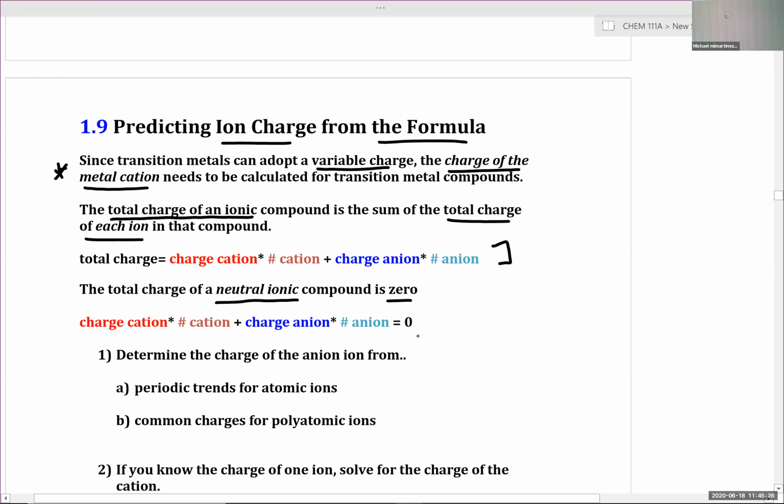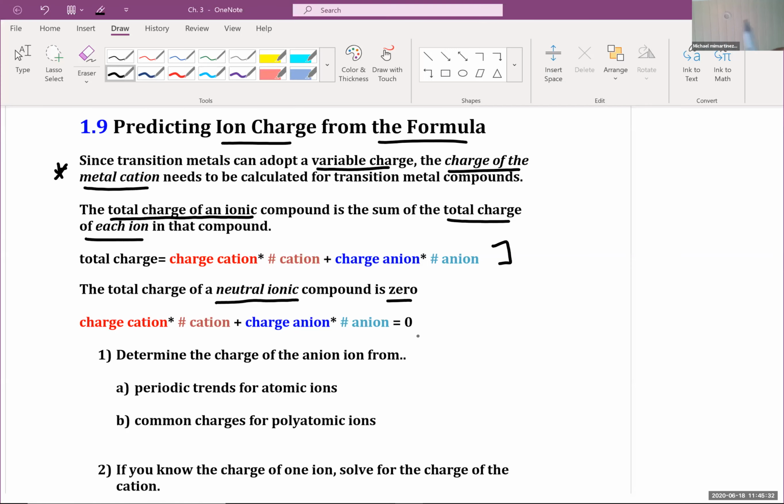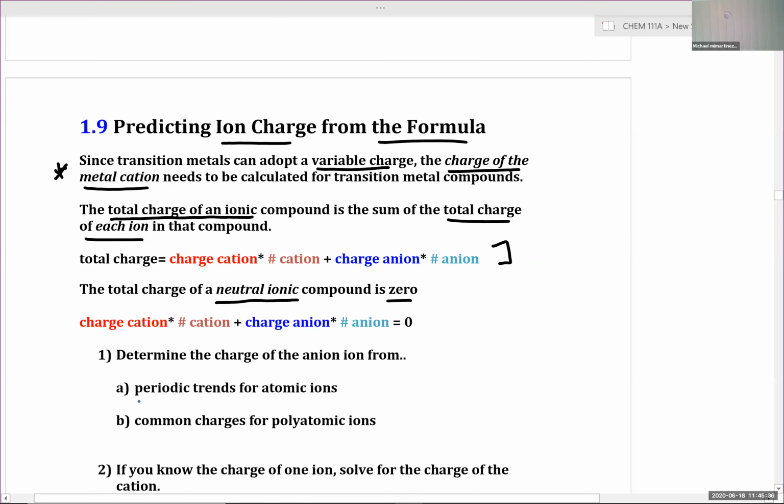Now, oftentimes, the charge of the anion is pretty easy to figure out. We can figure out the charge of our anion from periodic trends or using the common charges for polyatomic ions. So both of those are readily available. For the periodic trends, of course, you're going to use the periodic table. For the polyatomic ions, you're going to have to recall those from memory.